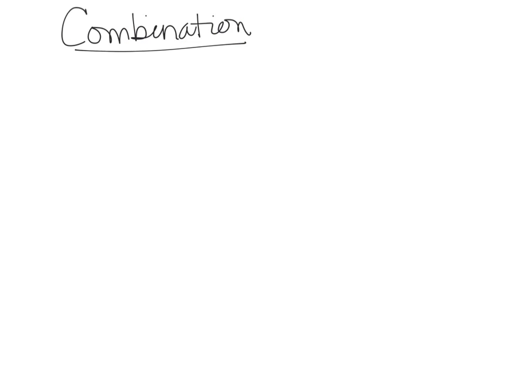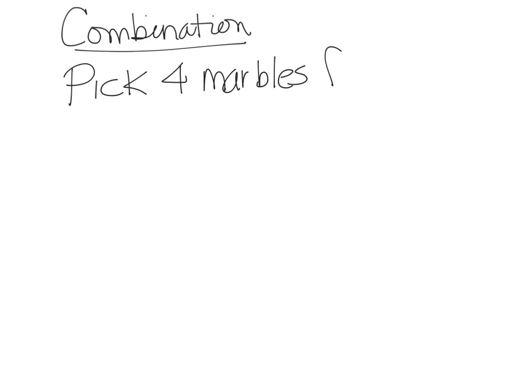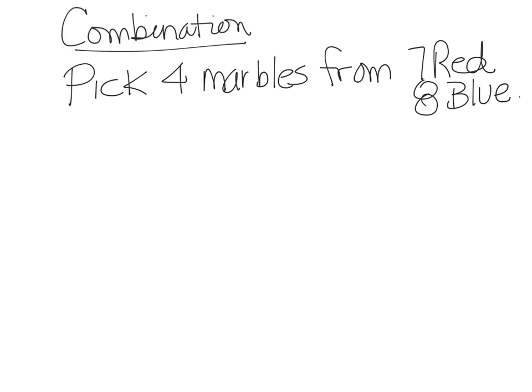Okay, here's one more example to give you what I'd promised before, a combination that uses both and or. And that's the idea of you're going to pick 4 marbles from a bag that contains 7 red and 8 blue. But the problem says, find the probability that you have chosen at least 3 blue.